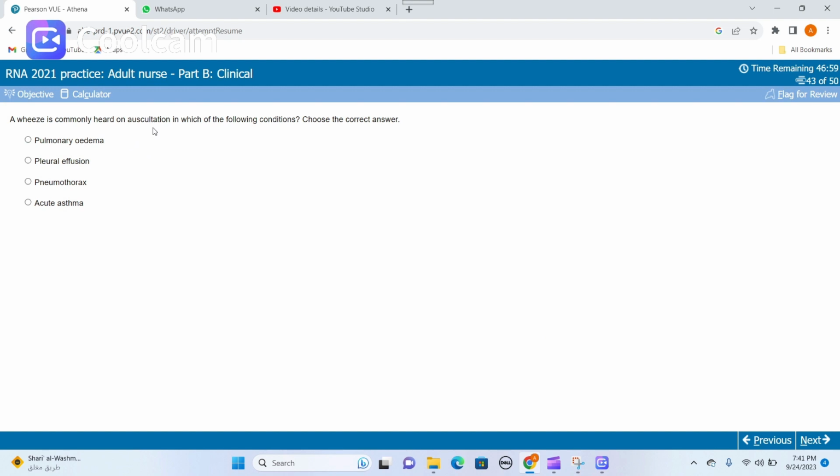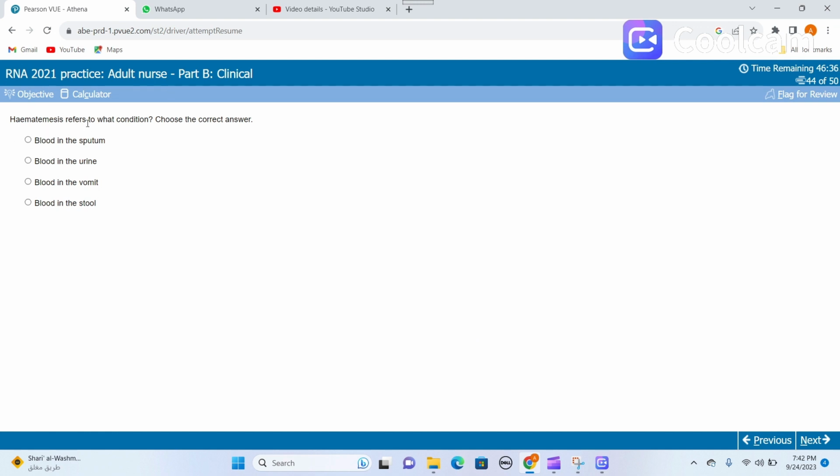Wheezing is commonly heard on auscultation. In which of the following? Wheezing, pulmonary edema, no. Pleural effusion, friction rub will be there in the pleural effusion. Pneumothorax, slow sound will be there. Acute asthma, this might be the case. Usually in asthma we will hear the wheezing.